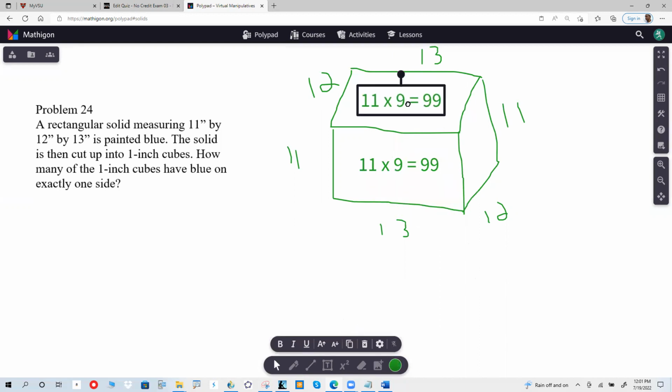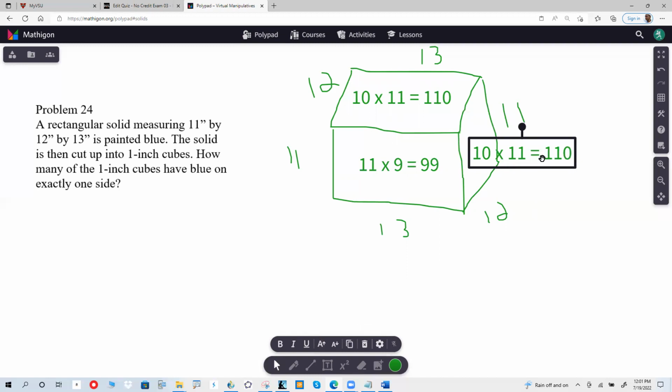What happens here? How many cubes on this top face will show one blue face? The answer will be 12 minus 2, which is 10, and 13 minus 2 is 11. 11 times 10 is 110. Save it here. Take another one.